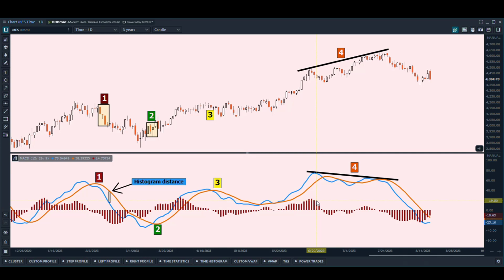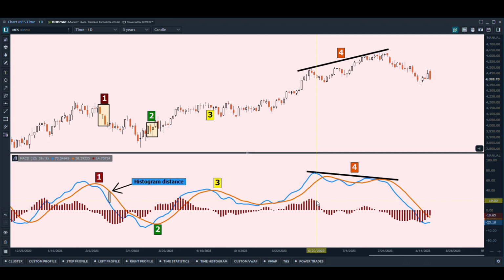So we'll go over kind of 1, 2, 3, and 4. Going over 1, essentially being a bearish MACD cross. That is when the MACD crosses to the downside, so the blue line crosses below the orange line, the signal line.